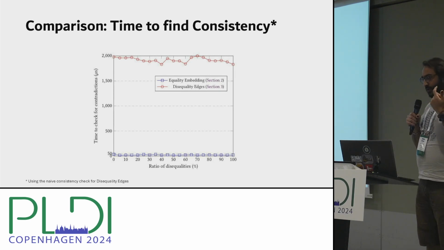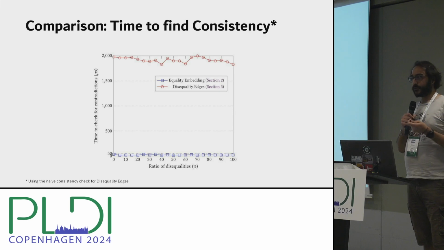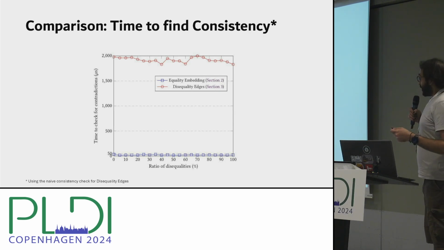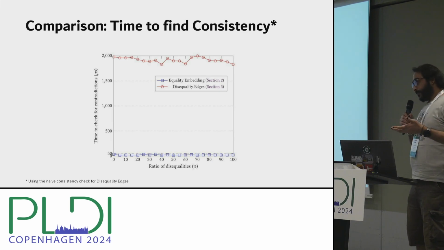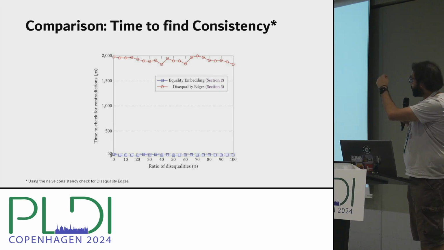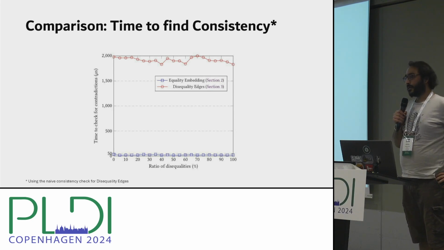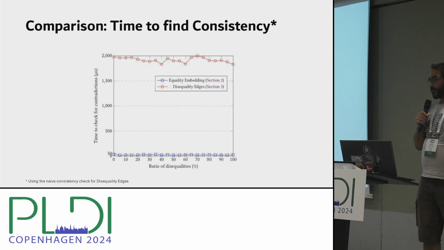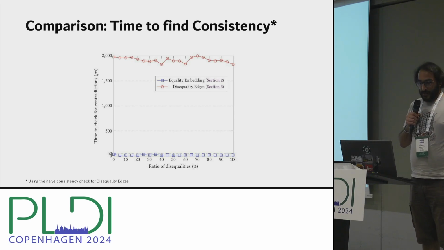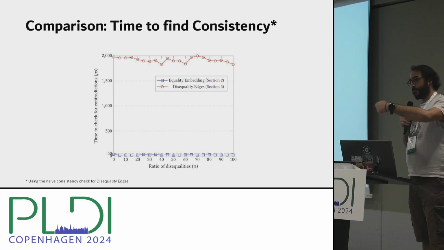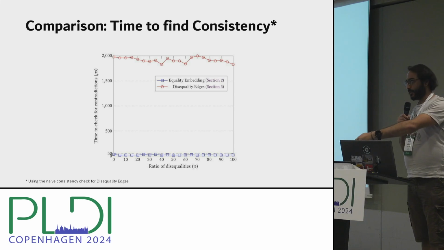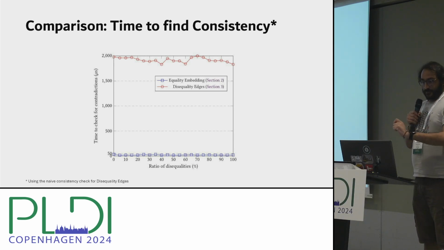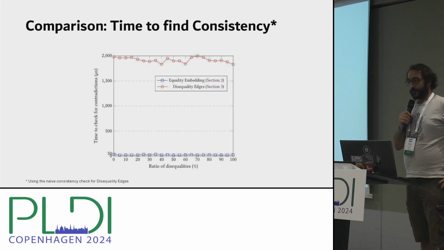And then we were interested in the time to find the consistency, so whether there is a contradiction or not. Surprisingly, well, maybe not, the disequality edges performed much, much worse than equality embedding. Why? Because equality embedding is about asking whether 2 terms are in the same class or not, which is pretty fast. Whereas disequality edges have to loop through all of the classes, then through all of their forbid list to find these things, which is why there's so much order of magnitude difference.